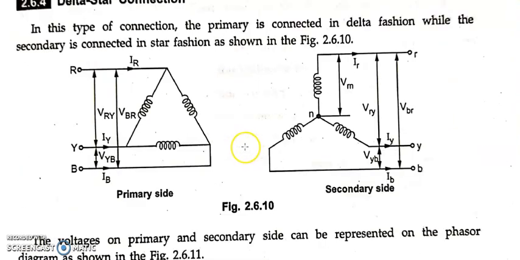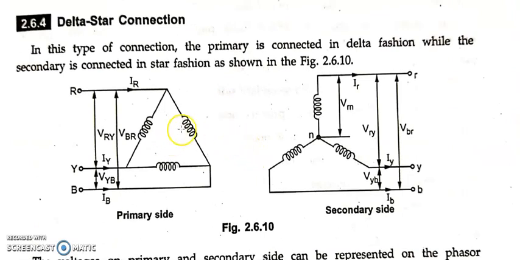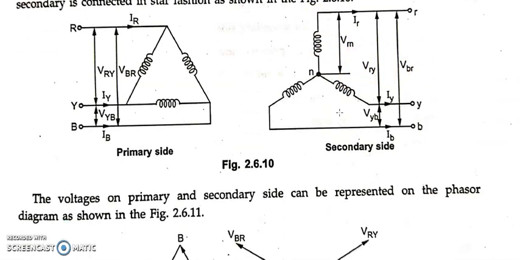Now coming to the delta star connection. Same here, in the primary we have delta connection, in the secondary we have star connection. Whatever we have learned with respect to delta is the same, that is, whatever we studied till now: in delta, phase voltage and line voltage are the same, phase current and line current are different, and in star, phase voltage and line voltage are different and phase current and line current are the same, as the current is not dividing here. Okay, so everything is the same.